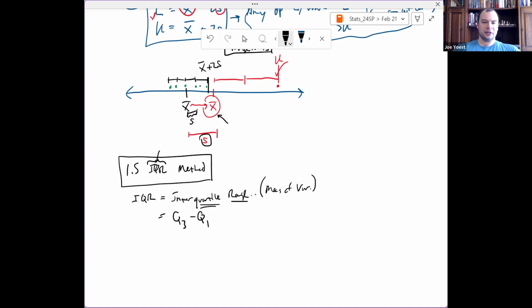Note that the quartiles are just data values, so they obviously have units of the original data. So the IQR also has units of the original data, just like we would want for any measure in section 3.1 or 3.2.